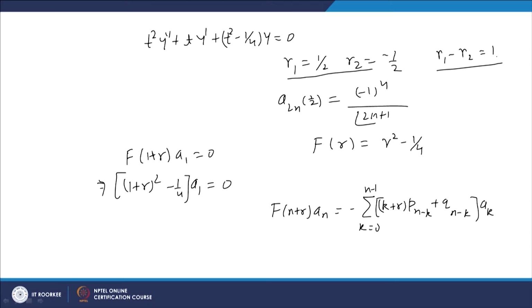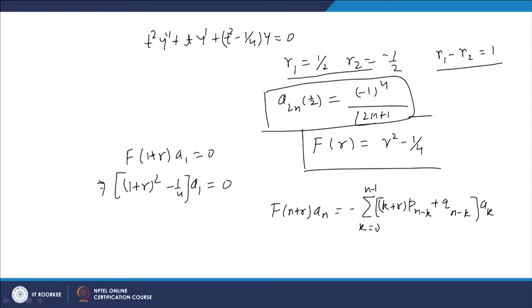integer, and we also have calculated the coefficient corresponding to r1 equal to 1/2, that is a_{2n} of 1/2 equal to (minus 1) to the power n divided by factorial (2n plus 1). Here please note down that your indicial equation is given as f(r) equal to r squared minus 1/4, by which we have calculated the roots of the indicial equation, that is 1/2 and minus 1/2.